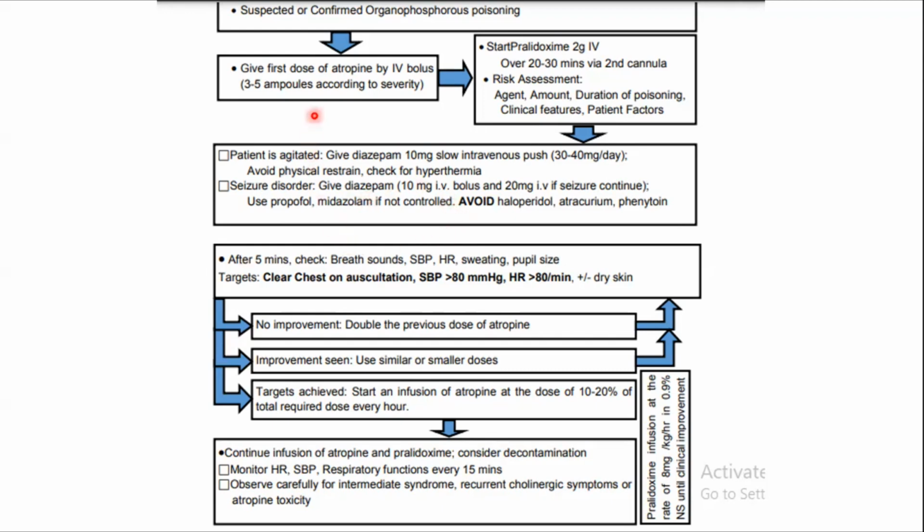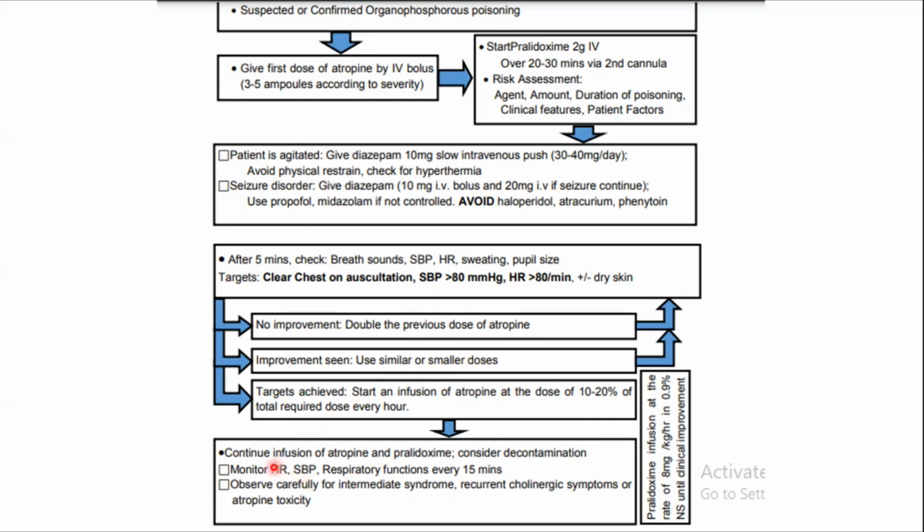After 5 minutes of giving the atropine, the patient should be evaluated again for breath sounds, systolic BP, heart rate, sweating, and pupil size. And the target after giving atropine is clear chest on auscultation, systolic BP more than 80, heart rate more than 80, plus minus dry skin. So if there is no improvement after giving the initial atropine, the dose should be doubled. And if there is improvement, we can use similar or smaller doses. And once the target is achieved, we can start the infusion of atropine at the dose of 10 to 20% of the total required dose every hour.